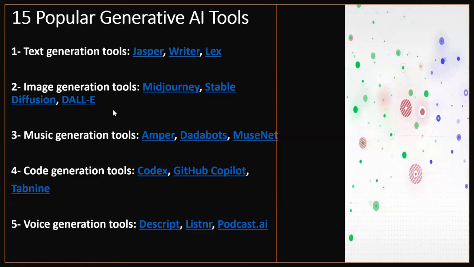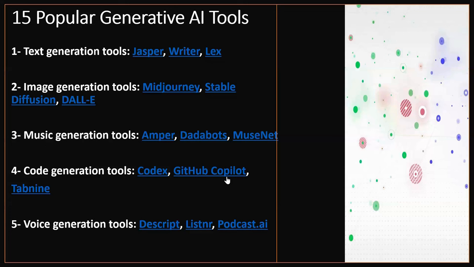For music generation, there are Amper, Dadabots, and MuseNet. For code generation, Codex, GitHub Copilot, and Tabnine. And for voice, Descript, Listnr, and Podcast.ai. These are samples of the websites which are already created.